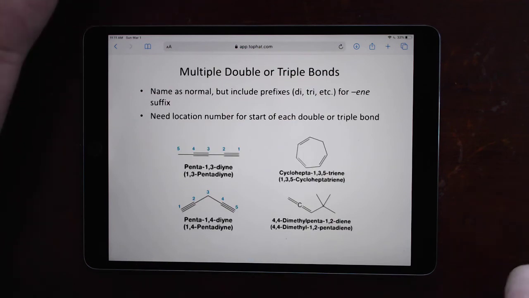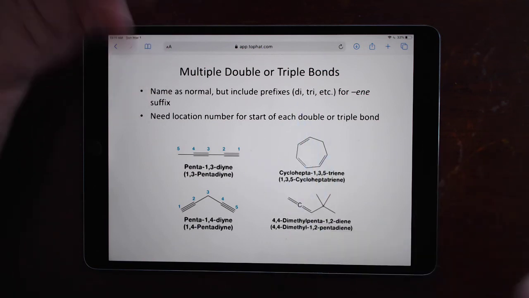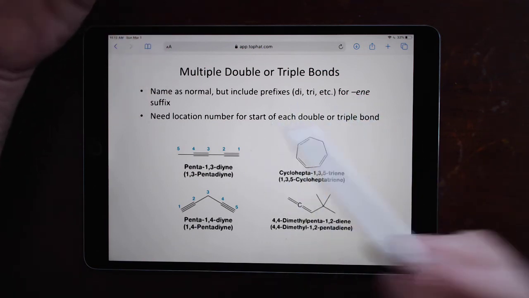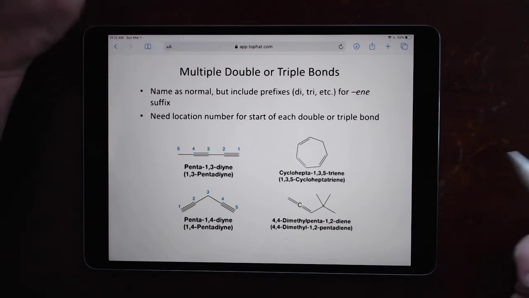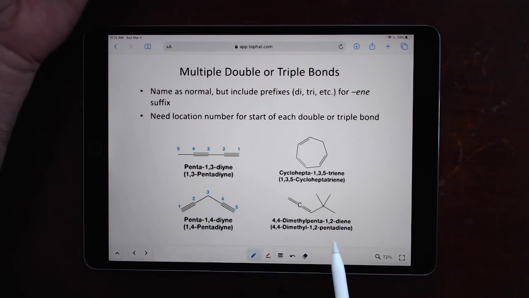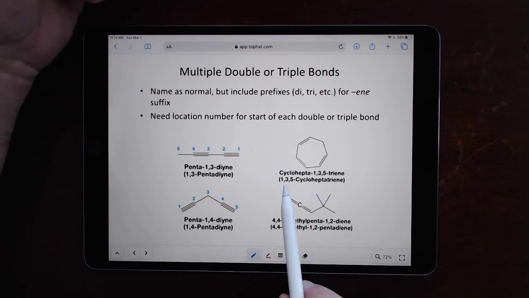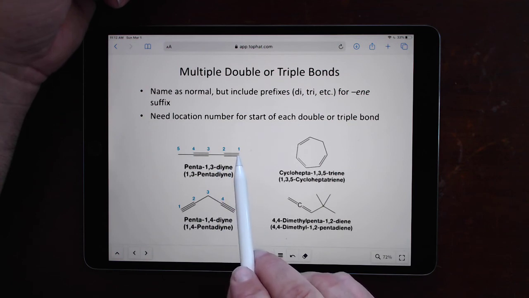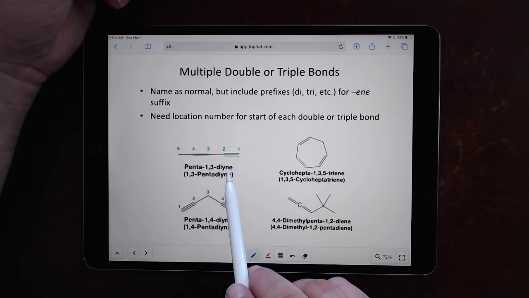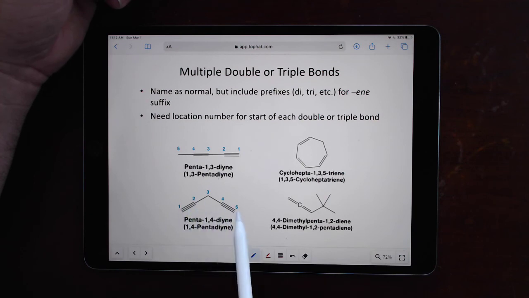Now you can have double and triple bonds, or multiple double bonds or triple bonds in there. And again, if you're going to do that, just like when we had multiple alcohols, you would have to say diene or diyne or triene or triyne, things like that. And you're going to have to indicate where each one of these starts. So this one starts at 1, this one starts at 3, so it's 1,3-diyne. This one starts at 1, this one starts at 4. Doesn't really matter which way you go. So it's a 1,4-diyne.